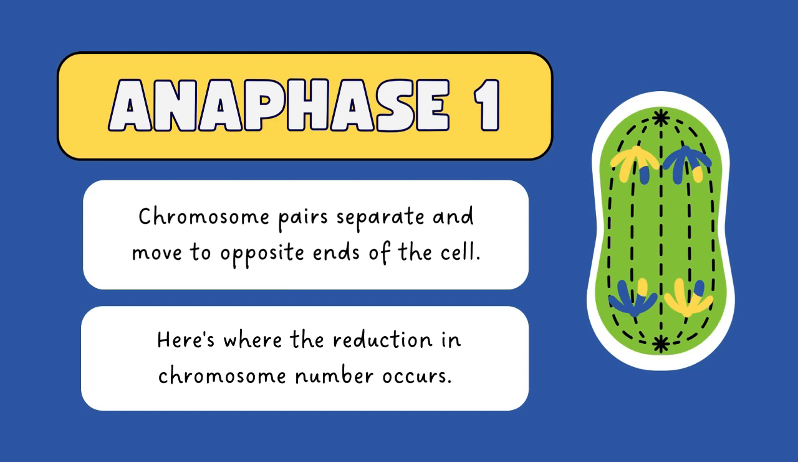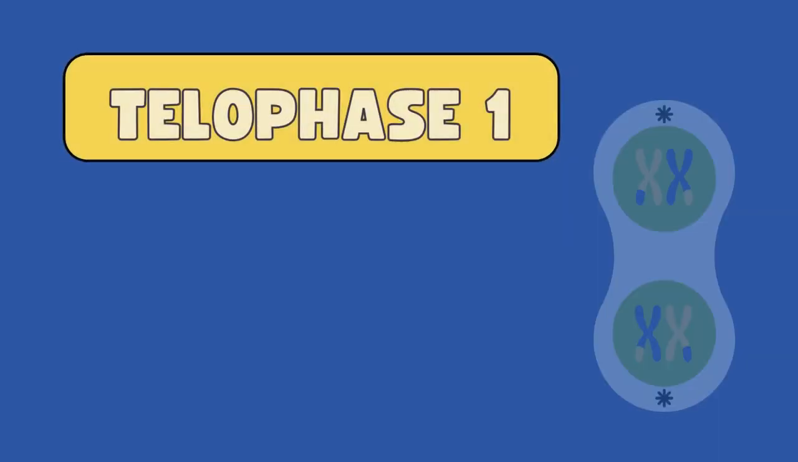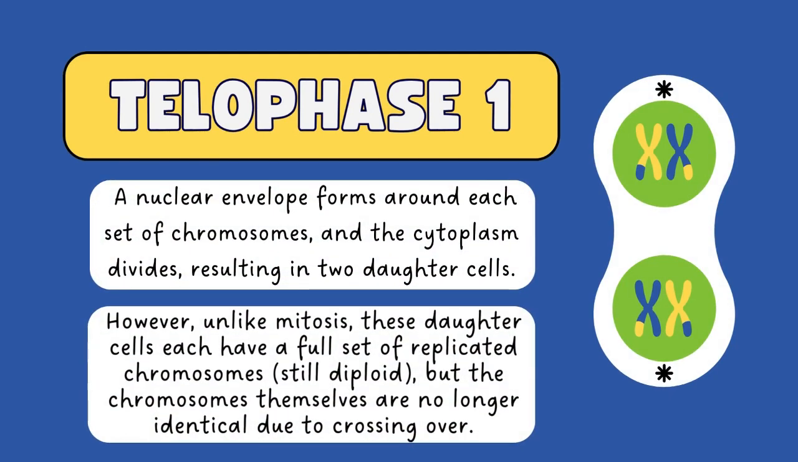In here is where the reduction in chromosome number occurs in preparation for telophase 1. So, a cleavage furrow will form, and the nuclear envelope will form around each set of chromosomes as the cytoplasm divides, or what is known as the cytokinesis, resulting into 2 daughter cells. However, unlike mitosis, these daughter cells each have a full set of replicated chromosomes which are still diploid.